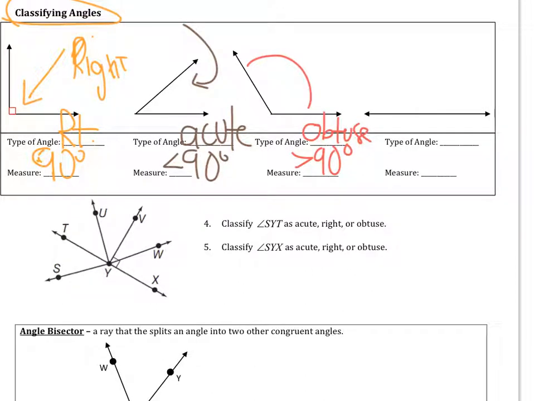So this last one makes a straight line. So straight lines get called straight angles. So that's going to be 180 degrees. So that's going to be a perfect line, so that's going to get called a straight angle.